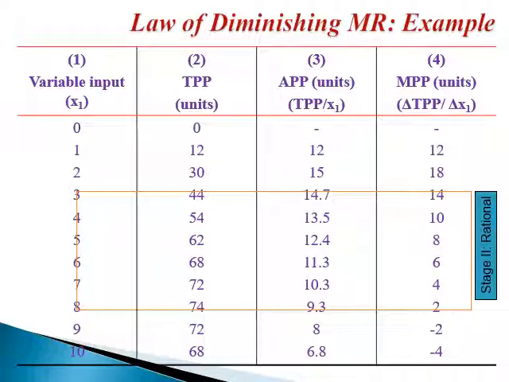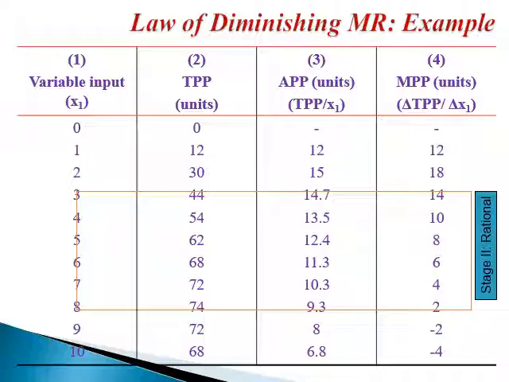total output is 0, just to simplify, to tell you that we are at the origin. If I use a 0 amount of the variable input, I will get nothing at all. And as a result, the average physical product of the variable input and the marginal physical product of the variable input will not be defined. They are undefined, and that's why I put a hyphen. The reason I put a hyphen here means that they are undefined. They are not 0, remember.